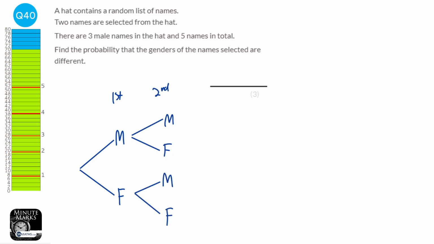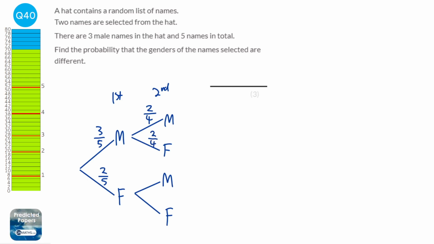And looking at the questions, there are 3 male names in the hat and 5 names in total. So the fraction for the first one will be 3 over 5. If there's 3 male names, there'll be 2 females. Now, if we picked a male name already, there'll be 2 left and 4 left in total. If we haven't picked a female, there's still 2 females, but there's 4 left in total.